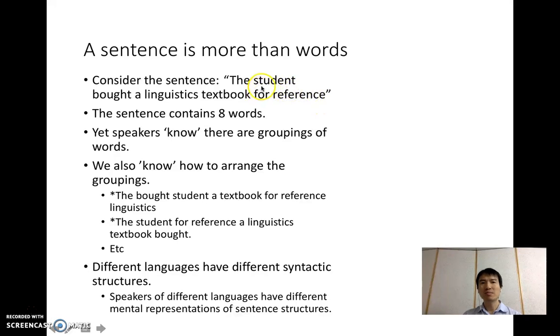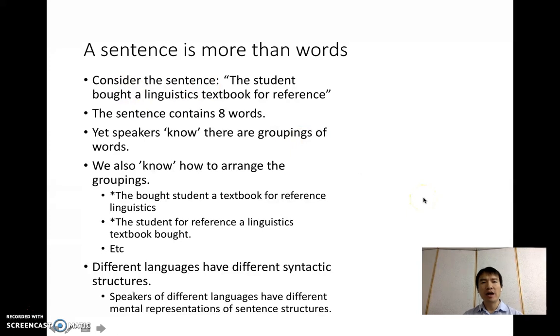But it's more than just saying that there are 3 groups, right? There are bigger groups than that. When you look at for reference, it seems that for reference has to do with bought, because it's the purpose of buying. And you can also ask, what does the student buy? Well, the student bought a linguistics textbook. So a linguistics textbook as a group is related to buy, and buy is related to for reference. So there are smaller groups, and there are bigger groups, right?